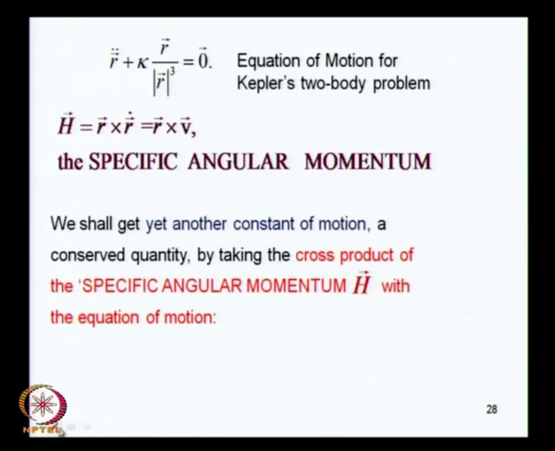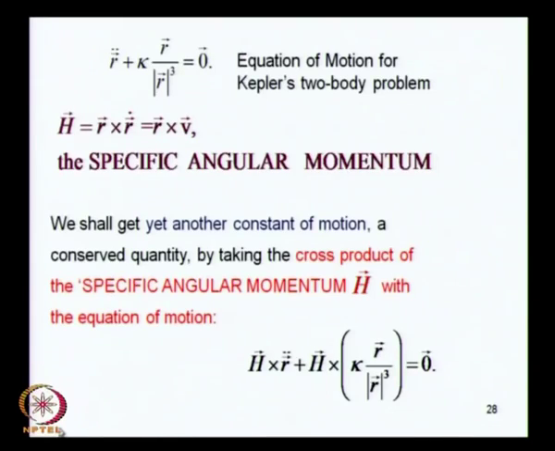But let us also keep in the back of our mind that if we do run into another conserved quantity, what kind of symmetry will we associate with it? That is another question that we shall need to deal with. So, let us construct the cross product of the equation of motion. This is the equation of motion now. We construct the cross product with the specific angular momentum, which I write as h. So, h cross r double dot is the first term, and h cross r multiplied by kappa over r cubed coming from the second term equals a null vector is the result that we get.